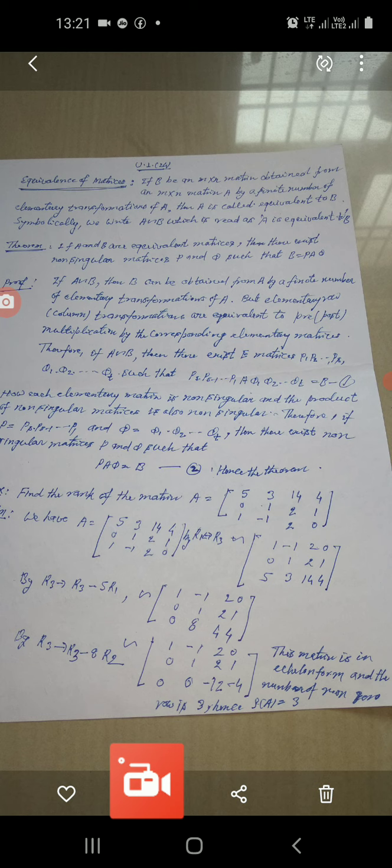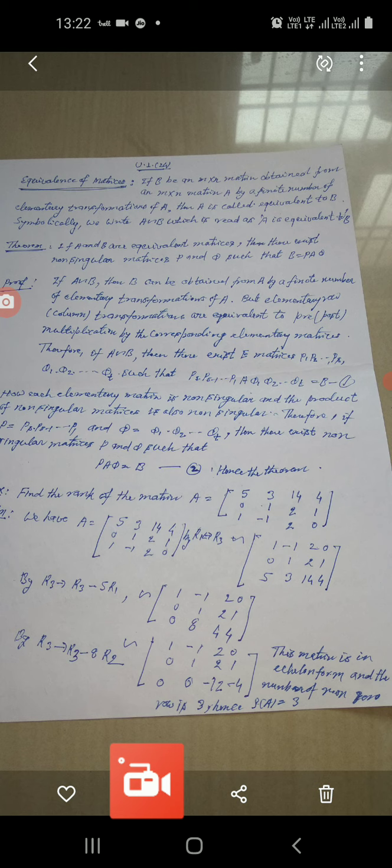Okay, now there is one theorem related to equivalence of matrices. The theorem is that if A and B are equivalent matrices, then there exist non-singular matrices P and Q such that B is equal to PAQ. The proof is very simple. If A is equivalent to B, it means B can be obtained from A by a finite number of elementary transformations of A.